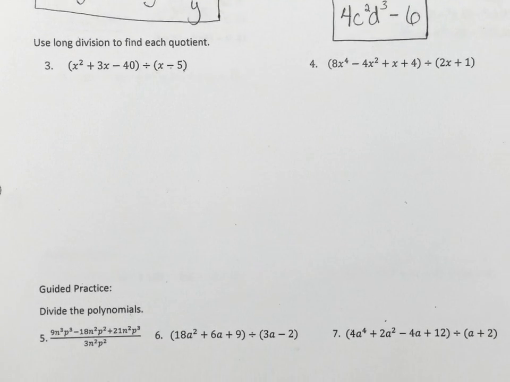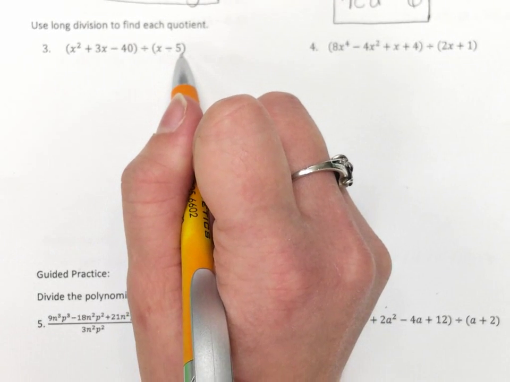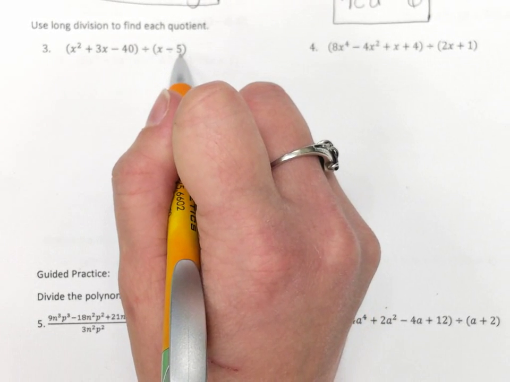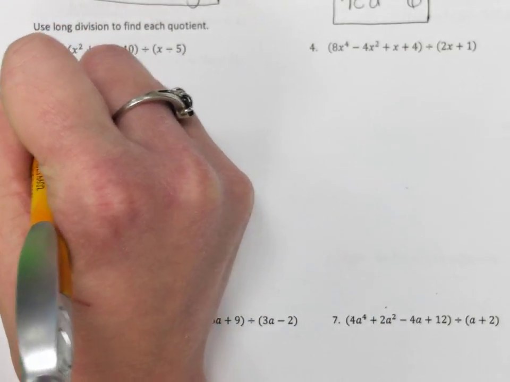So we have to use long division like it says. So you take the opposite sign. What's the opposite of negative 5? A positive 5. And you put it right here.